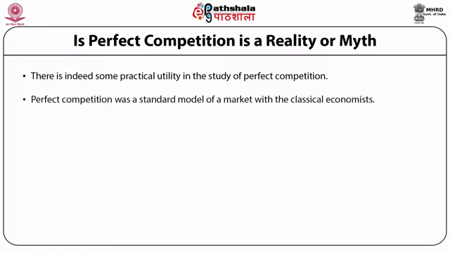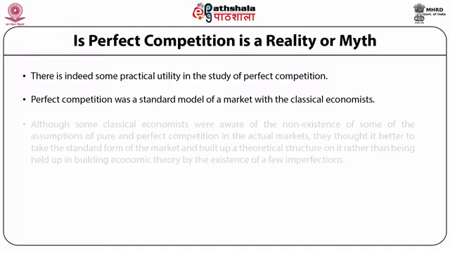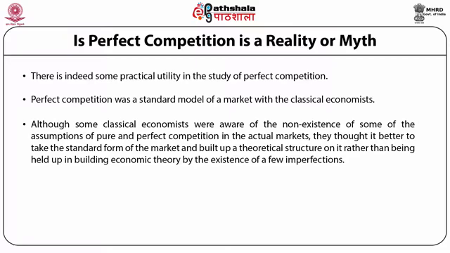Perfect competition was a standard model of a market with the classical economists, although some classical economists were aware of the non-existence of some of the assumptions of pure and perfect competition in the actual markets. They thought it better to take the standard form of the market and build up a theoretical structure on it rather than being held up in building economic theory by the existence of a few imperfections.